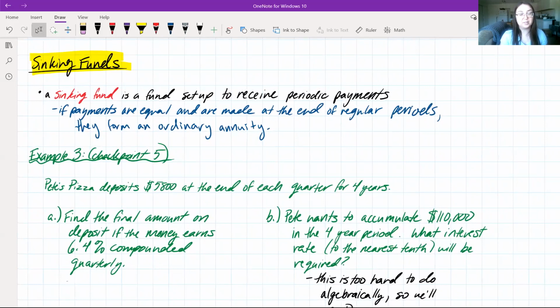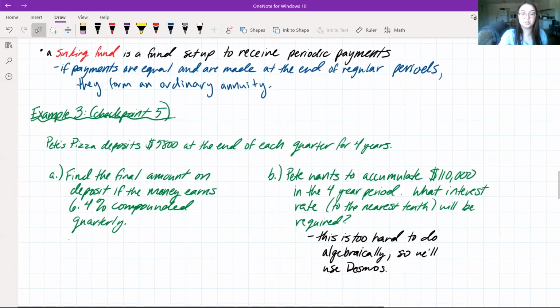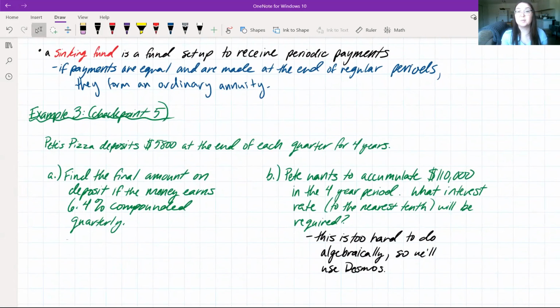So a sinking fund is a fund set up solely to receive periodic payments. If payments are equal and they're made at the end of regular periods, they form an ordinary annuity. So a sinking fund is just a fund that is purely set up so that it will receive periodic payments. So all it really does is just accumulate deposits that we get, which this whole section that we're talking about is about accumulating funds. So a sinking fund is just there to accumulate funds after periodic payments.